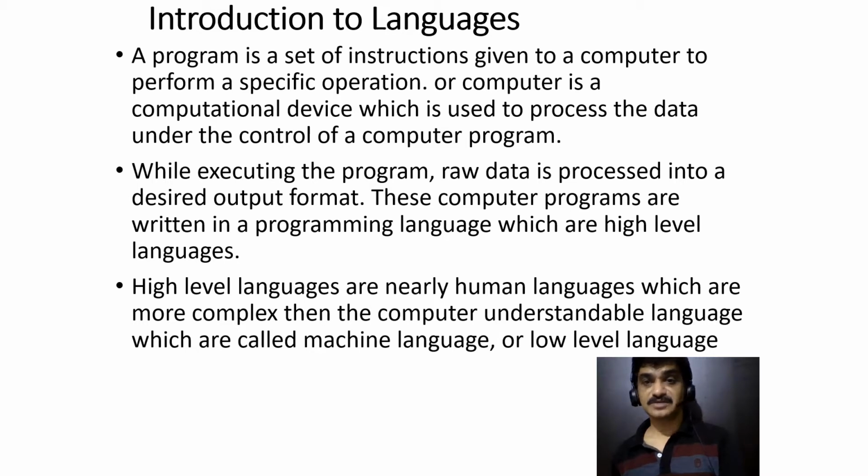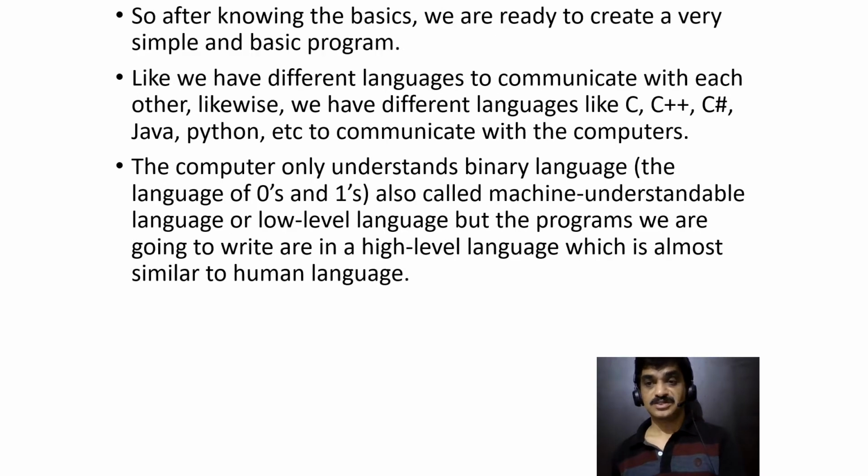A computer is a computation device which is used to process data under the control of a computer program. While executing the program, raw data is processed into the desired output information or output format. These computer programs are written in a programming language, which are high level languages. High level languages are nearly human languages, which are more complex than the computer understandable language, which is called machine language or low level language. Hope you understood this. So after knowing the basics, we are ready to create a very simple and basic program.